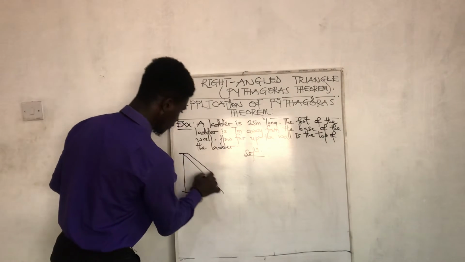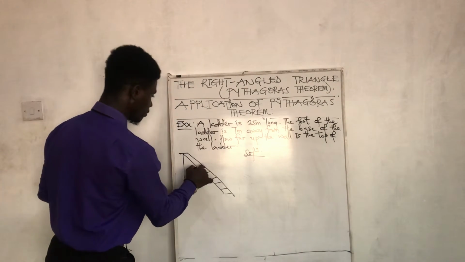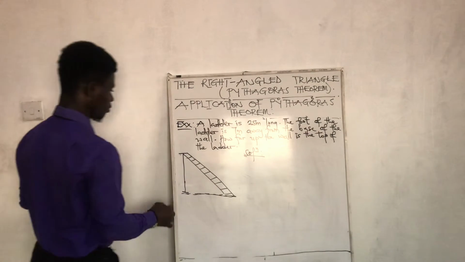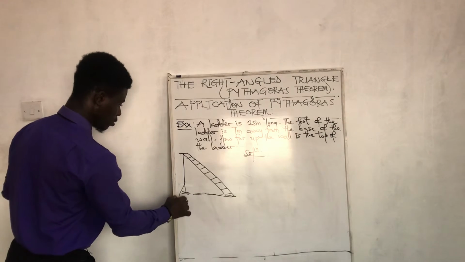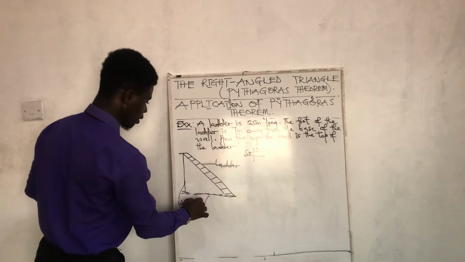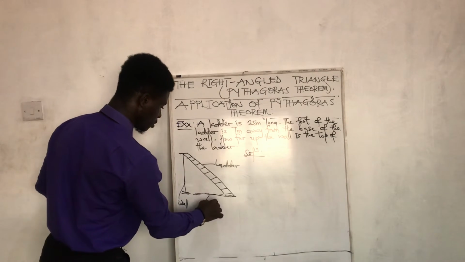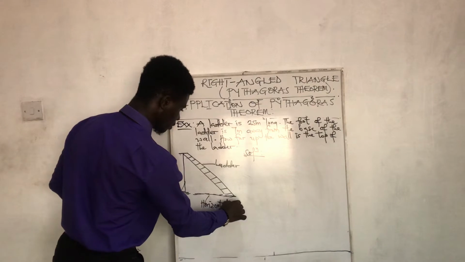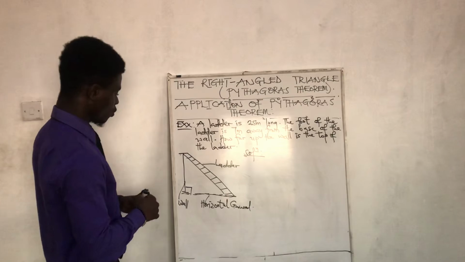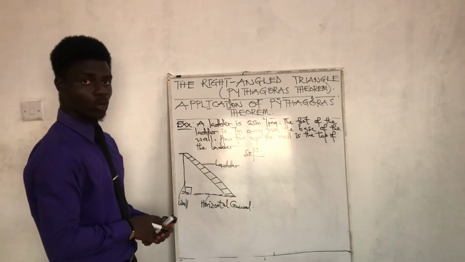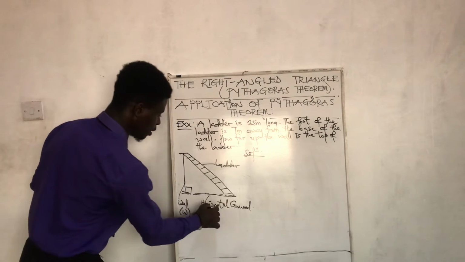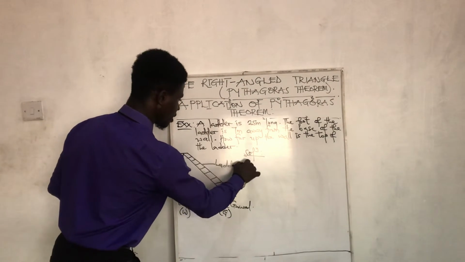Then my ladder here. So my wall, then my ladder, then my horizontal ground here. So now, then 90 degrees, because the wall is perpendicular to the horizontal ground. So here is W, then here is G, then here is L.